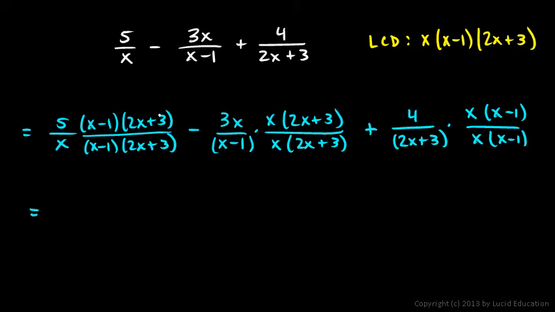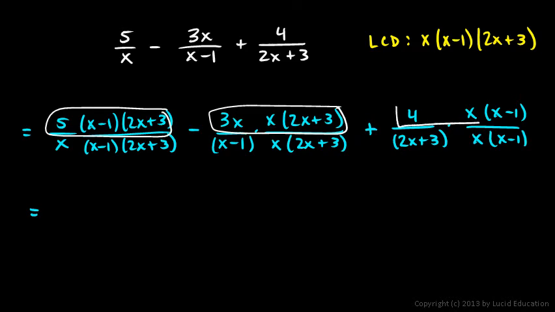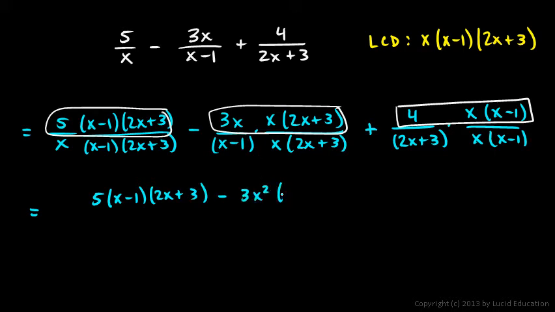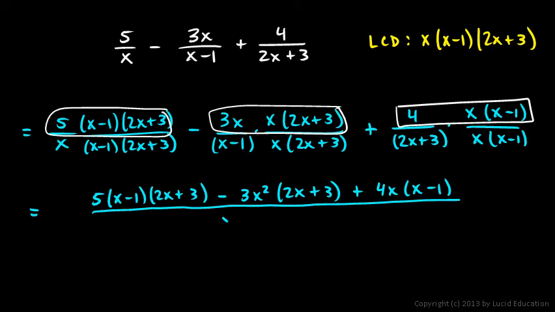So what I have is this over that denominator minus all of that over that denominator plus all of that over that denominator. So this can be written as this minus this plus that all over that denominator. So let's do that. It becomes a big expression here. 5 times x minus 1, 2x plus 3, minus 3x squared times 2x plus 3, plus 4x times x minus 1, all over x minus 1, 2x plus 3.